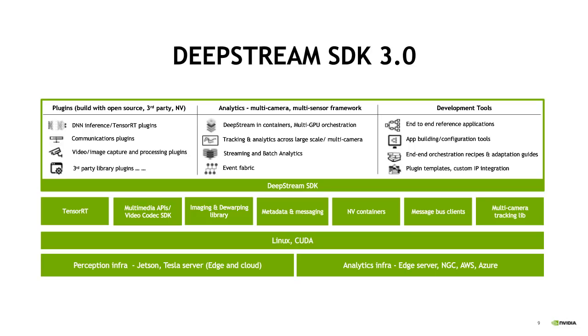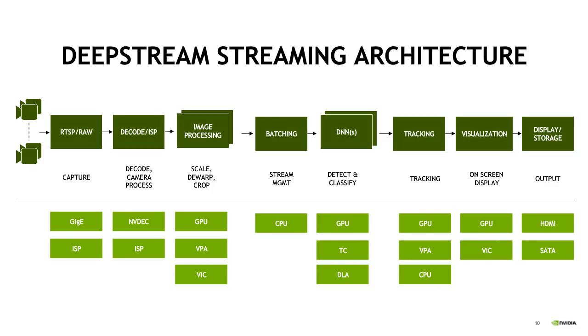So I mentioned that DeepStream 3.0 comes with a reference application, and this is the architecture of one of the reference applications where camera data is coming in through real-time streaming protocol. In this case, it's actually coming from a file source. That data is being captured. And once it's captured, it's being decoded using the NVIDIA hardware-based accelerated decoding built into the GPUs. Then the images are being processed, they're being scaled, they're being dewarped, cropped, also using hardware acceleration.